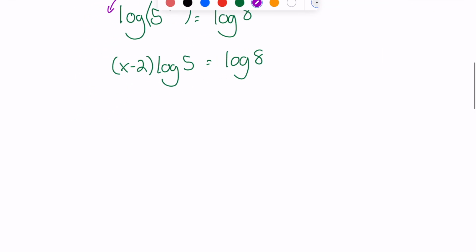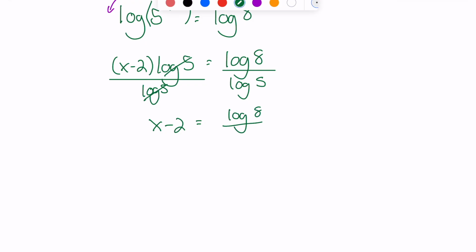And again, you need to move the log 5 over. Log 5 is just a number. You can't divide by log, that means absolutely nothing. So when we are trying to isolate for x here, we need to get rid of that log 5. Getting rid of it means dividing both sides by it. So these cancel, and you're just left with x minus 2 equaling log 8 over log 5.